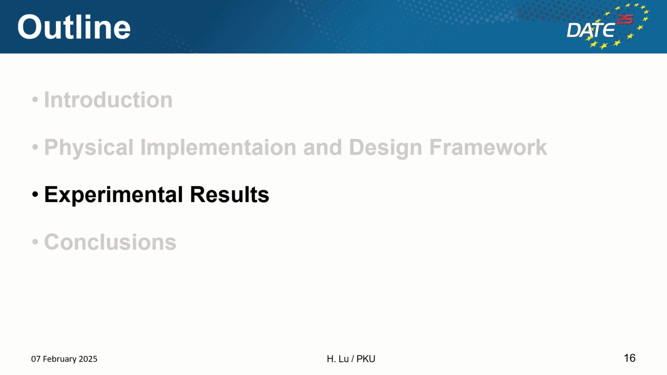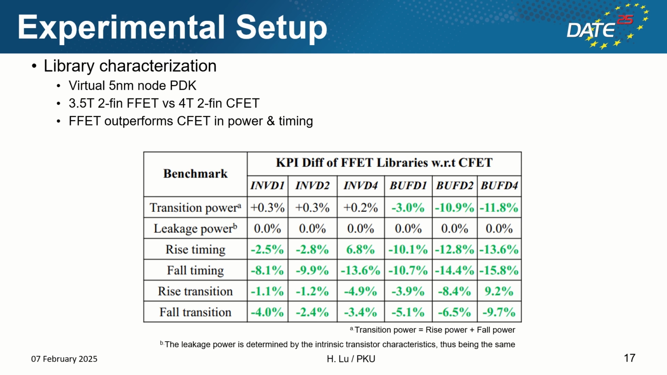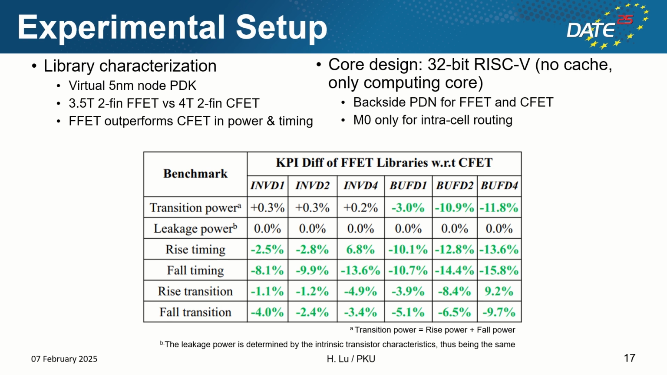This part will give the experimental results. We first characterized the standard cell libraries based on a virtual 5nm node PDK. For fair comparison, we used the 3.5-track 2-fin FET and the 4-track 2-fin CFET with the same transistor intrinsic characteristics. The FET outperforms the CFET substantially in terms of timing and power for its smaller parasitics. A 32-bit RISC-V core was conducted as a benchmark design. For both FET and CFET, they are powered by the backside PDN.